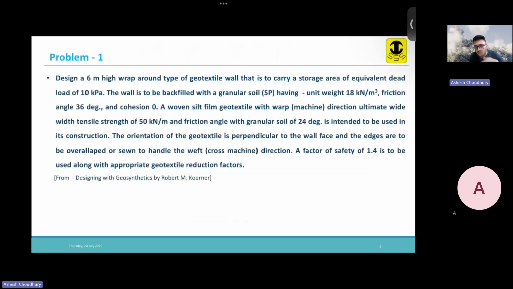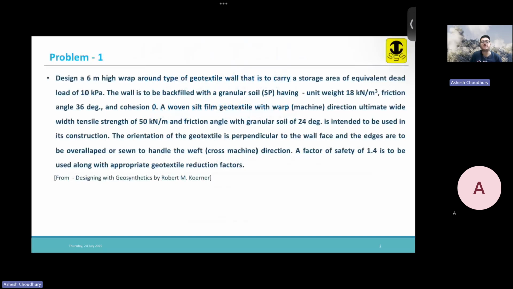So in the warp direction, that is the machine direction, the ultimate tensile strength of the geotextile is 50 kilonewton per meter, and the friction angle with granular soil is 24 degrees. That means the friction angle between the geotextile and the granular fill that we are using is 24 degrees. That is, the coefficient of friction between the geotextile and the granular fill is tan of 24 degrees, right? It is intended to be used in construction.